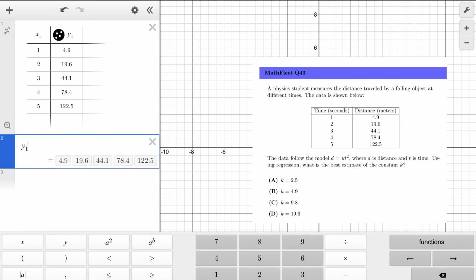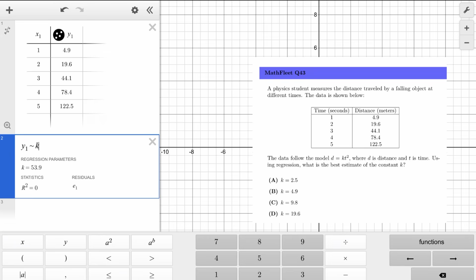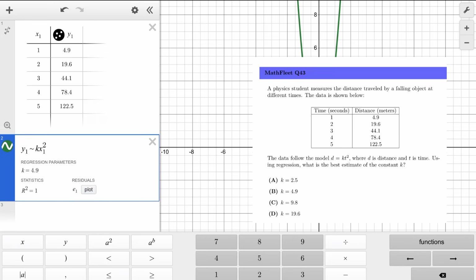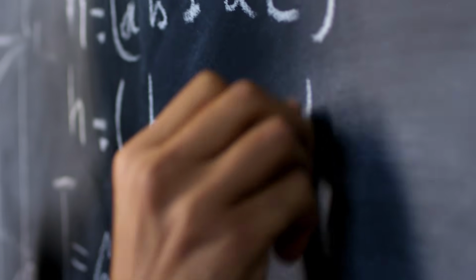Type y1 squiggly k times x1 squared. Desmos calculates the best fit value for k, and it comes out around 4.9. So the correct answer is B. This shows how regressions can help find constants directly from data and no need for any messy algebra.